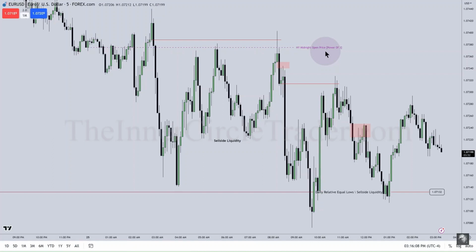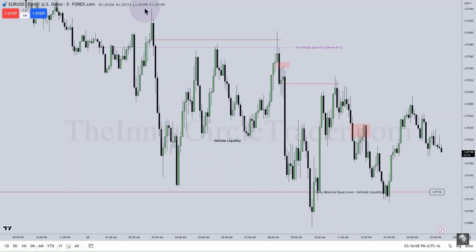anytime price returns back to that opening price and we have not met our objective, what was our objective last night? Well, the first thing was those relative equal lows, and then that fair value gap that's outside the range that I'm showing on this chart, which is essentially around that 1.0705 level to 1.07 big figure.